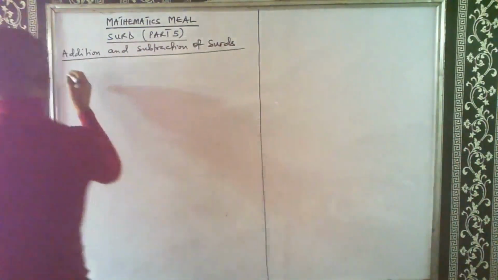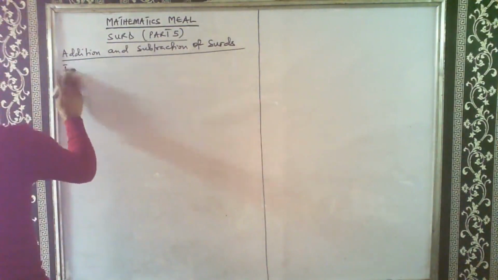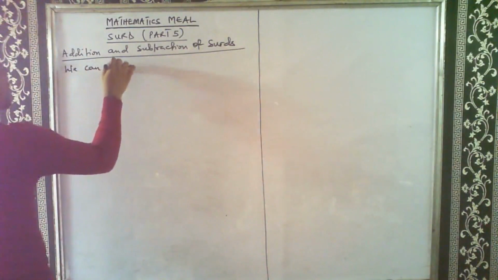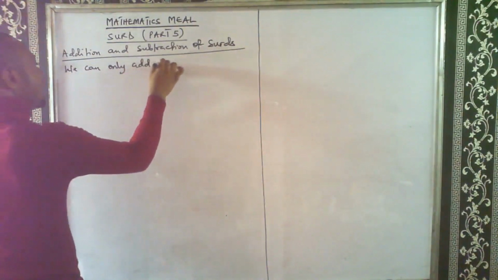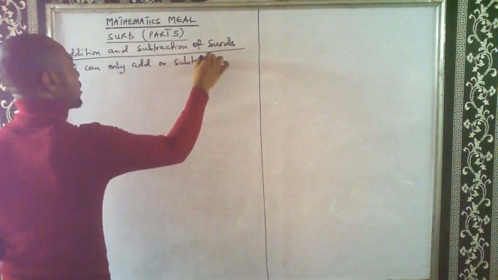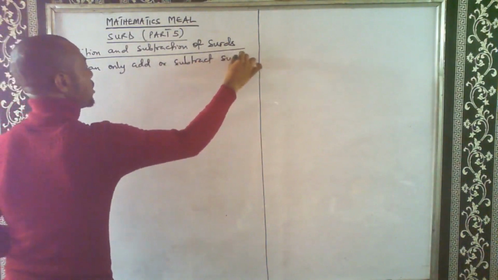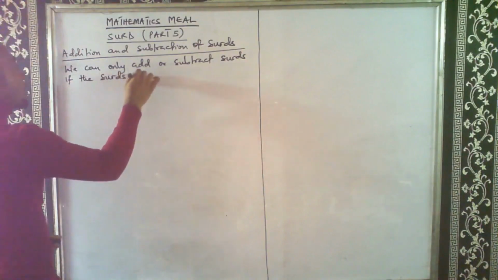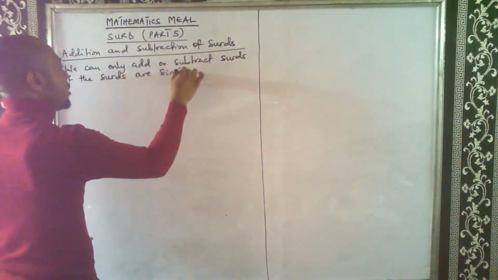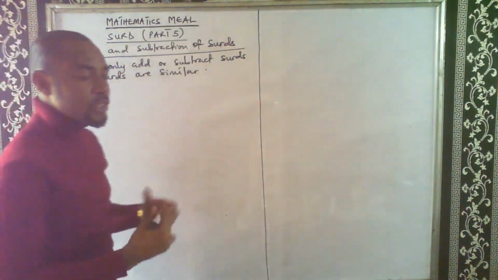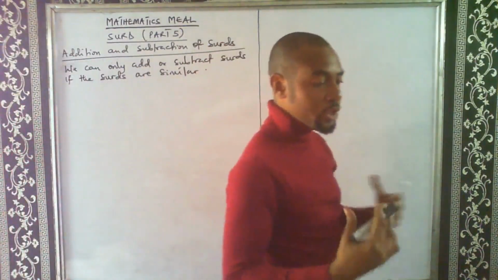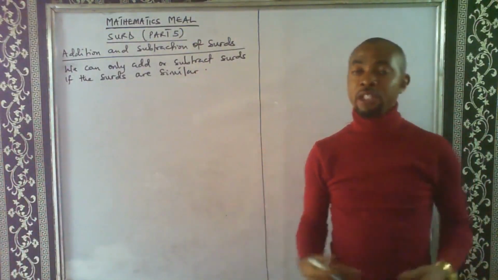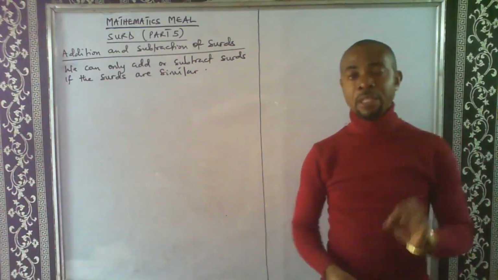So, we can only add or subtract surds if the surds are similar. So the first thing that you must take note of before you start talking about addition or subtraction of surds is to ensure that the surds you want to add or subtract are similar.